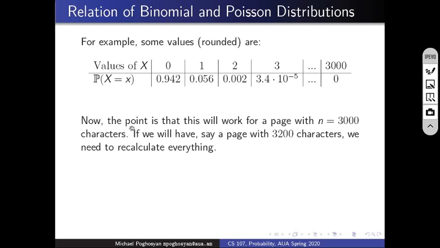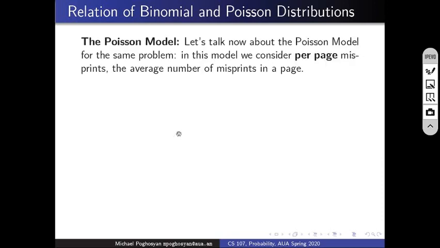Now the point is that this calculation is working for a page with 3000 characters. If we have, say, a page with 3200 characters, then we need to recalculate these things again. Now, I'm giving the Poisson model.